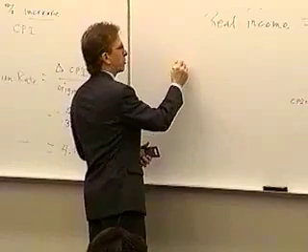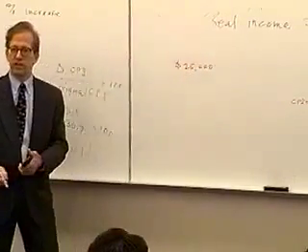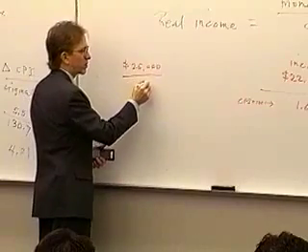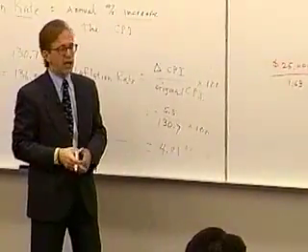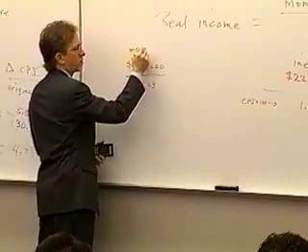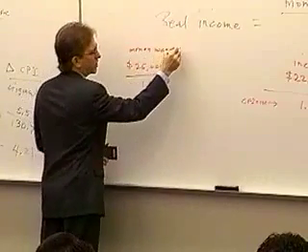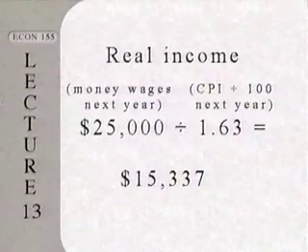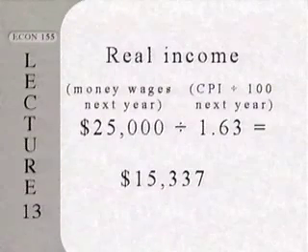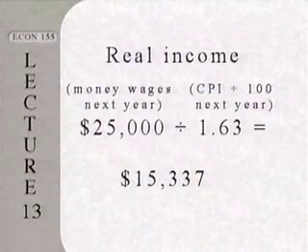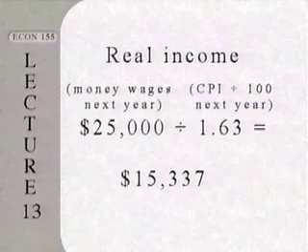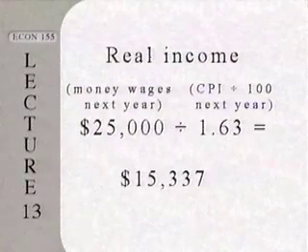Suppose I tell you this, hey, your pay is going up to $25,000 next year. And next year, the consumer price index will be 163, let's say 1.63. And now we can do another calculation of real income. This is your money wages next year. And here's the CPI divided by 100 next year. So when we do this division, $25,000 divided by 1.63, that's equal to 15,337. Next year's pay would be enough to have purchased $15,337 worth of goods and services back in 1982 through 84.